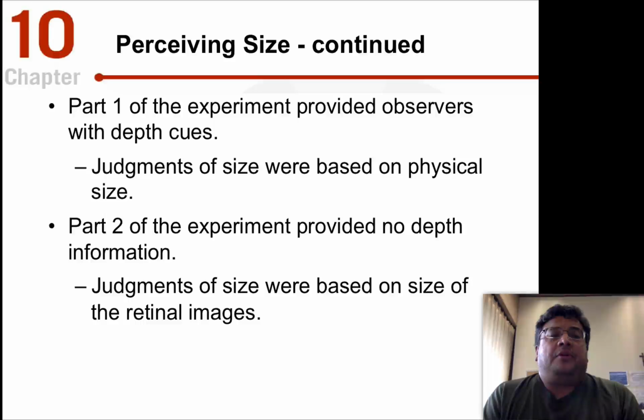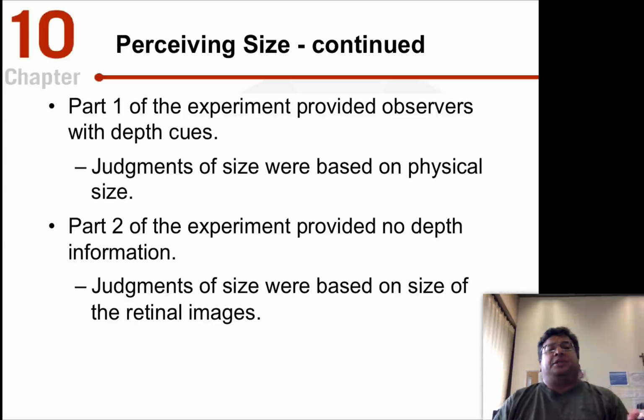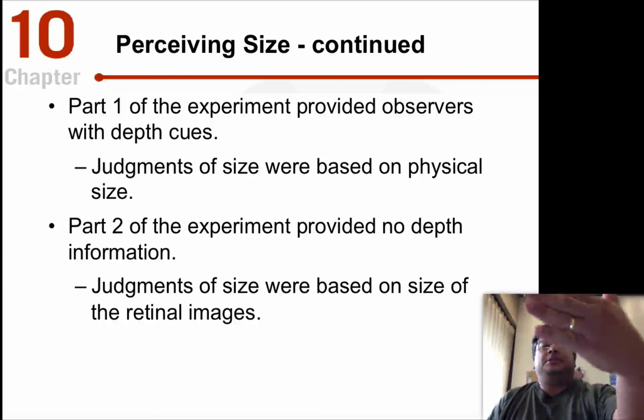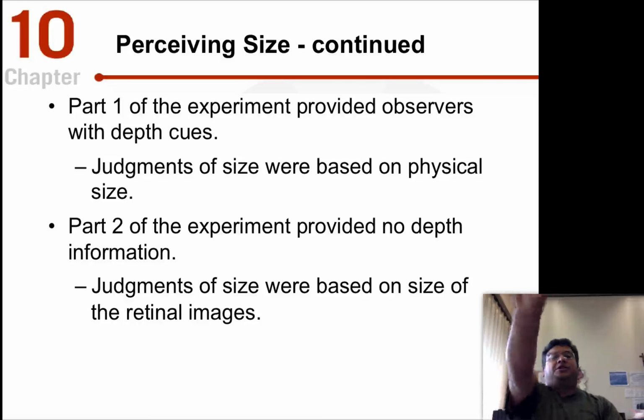So, going further with the hallway and boring story, right? Visual angle. Remember all this stuff about visual angles? So part 1 of the experiment provided the observers with depth cues. The observers got cues as to how far away the spot was, provided in the hallway.